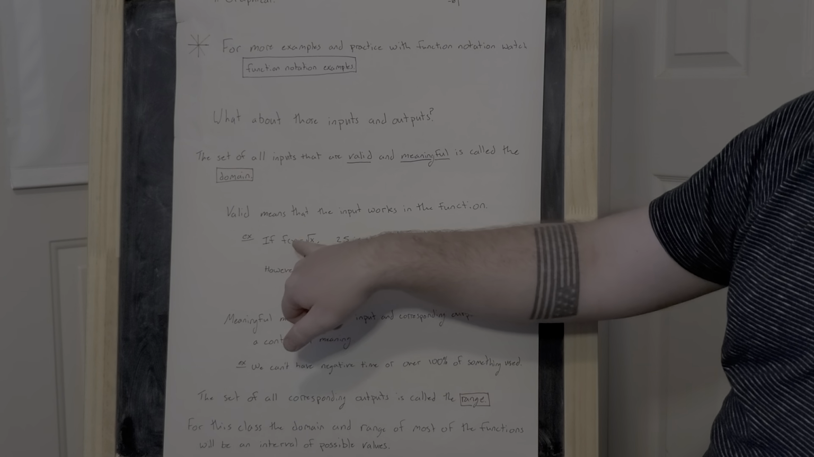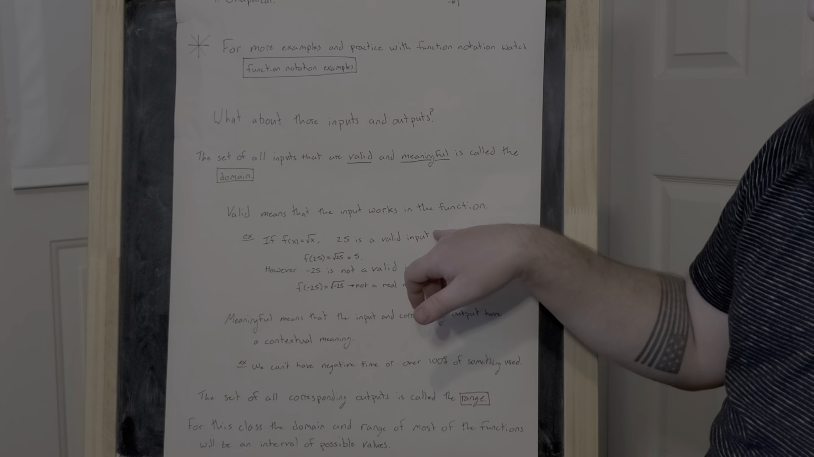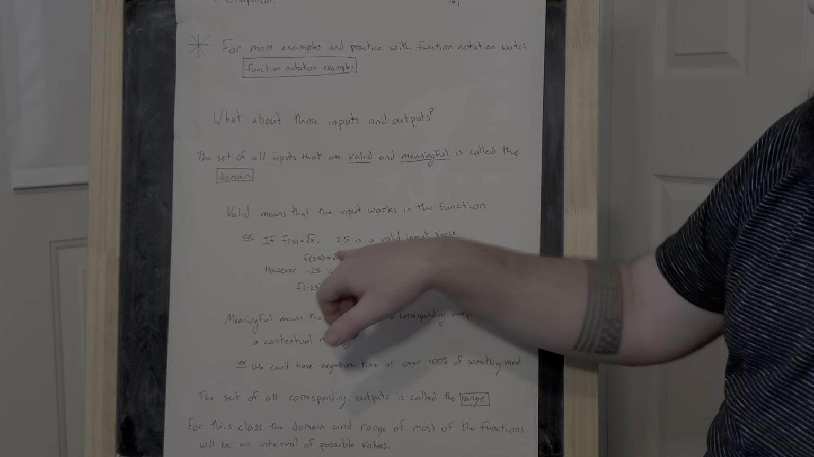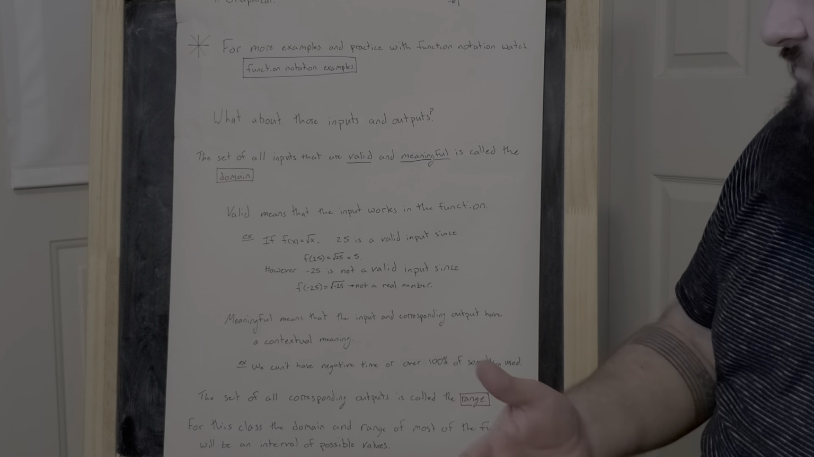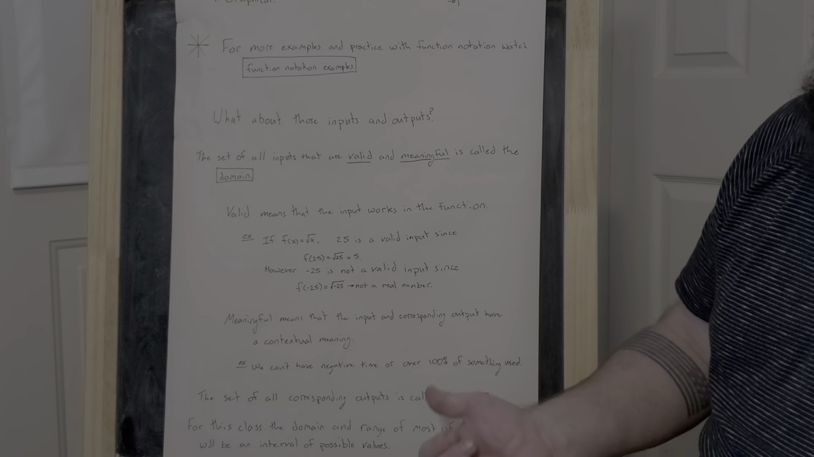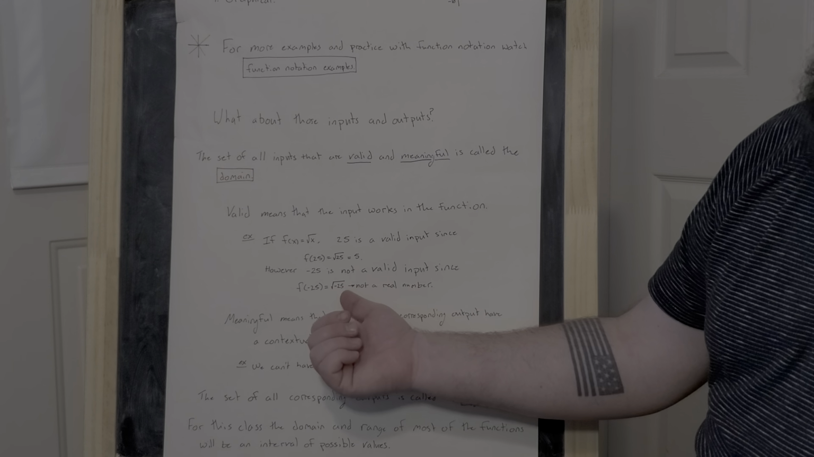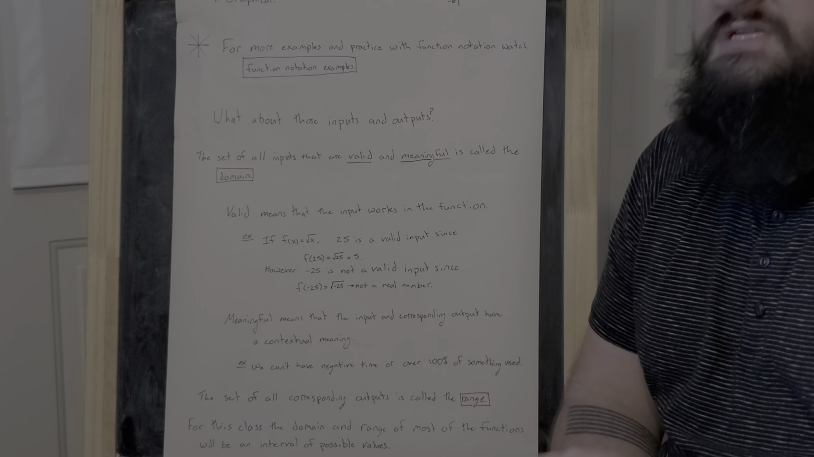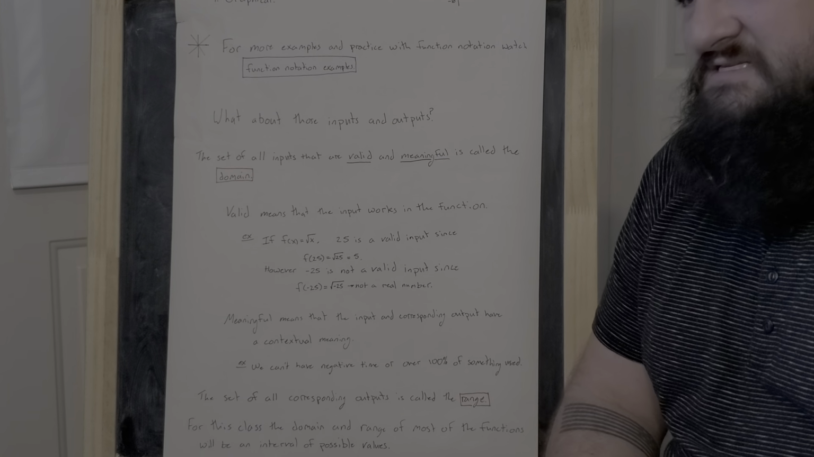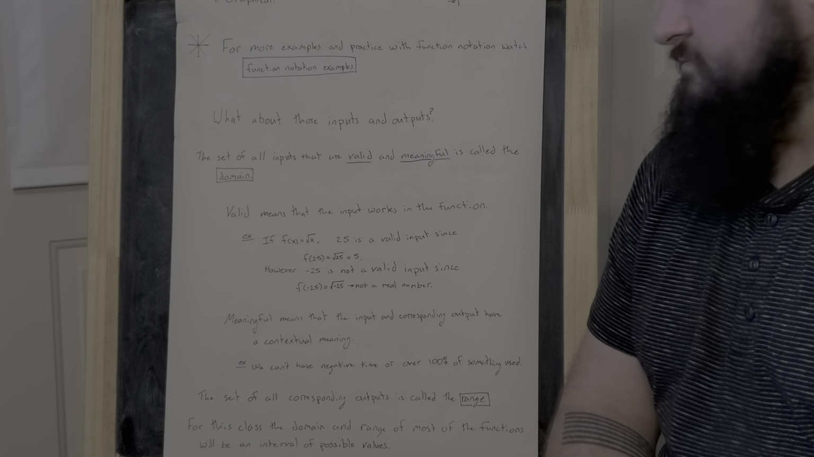So for example, if f of x is the square root of x, okay, 25 is a valid input, since f of 25 is the square root of 25, and that's 5. However, negative 25 is not a valid input. Since f of negative 25 is equal to the square root of negative 25, that's not a real number, okay? For the majority of this class, we're only going to deal with real numbers. I know complex numbers exist, and we can deal with those at later times, but for now, we're just going to stick with real numbers, okay?